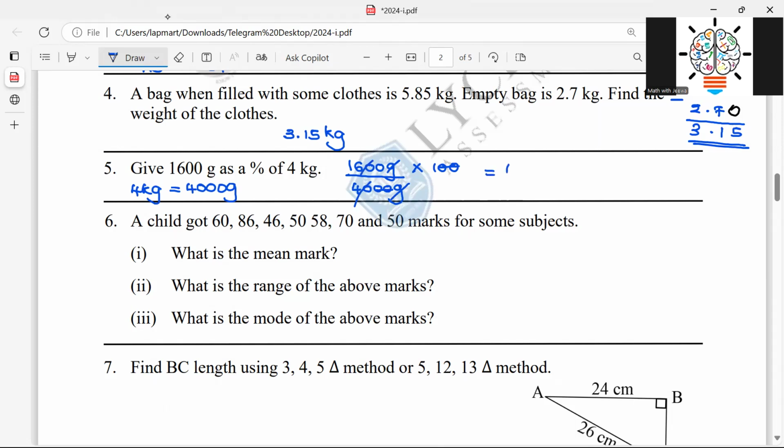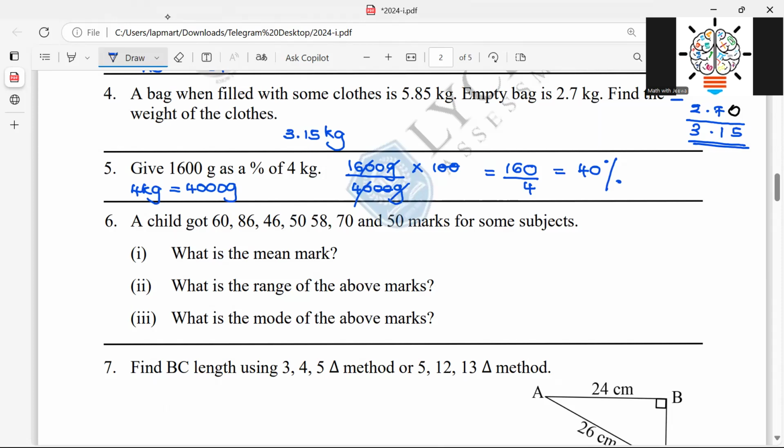So then we have 160 divided by 4. Then the answer is 40%. Because this is a percentage, no? 1,600 gram as a percentage multiplied by 100 of what? Of 4 kilograms. Of 4 kilograms in the sense, it is 4,000 gram, right? It is 4,000 gram. So the answer is 40%.